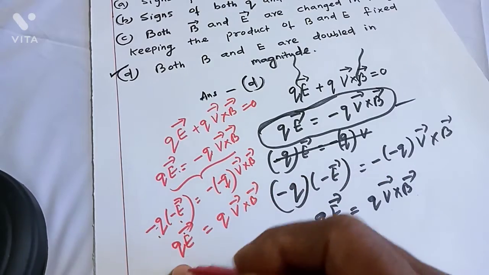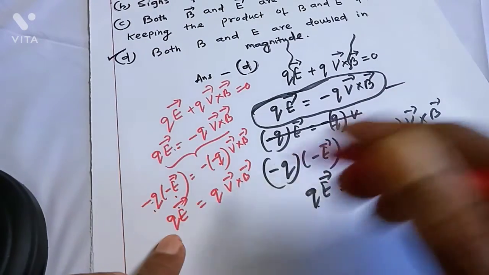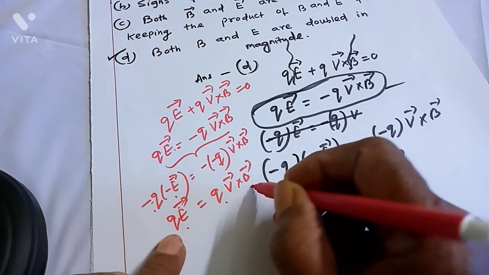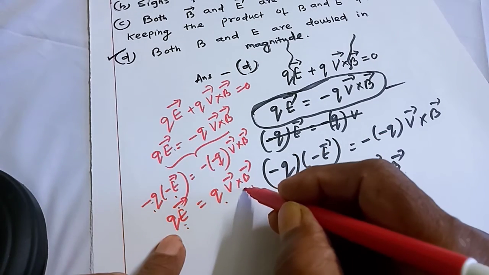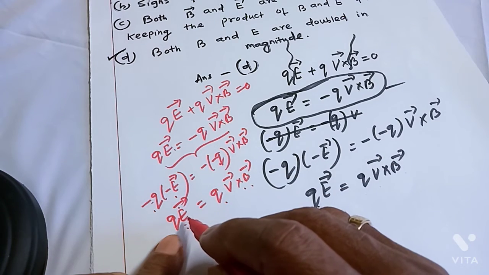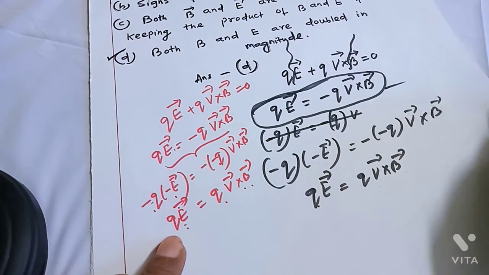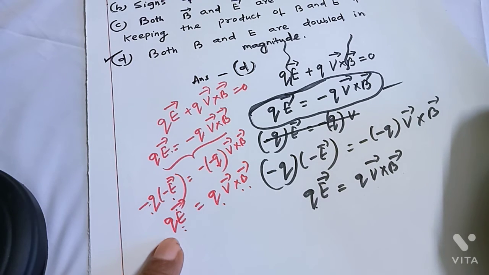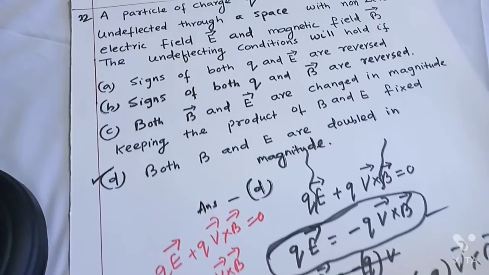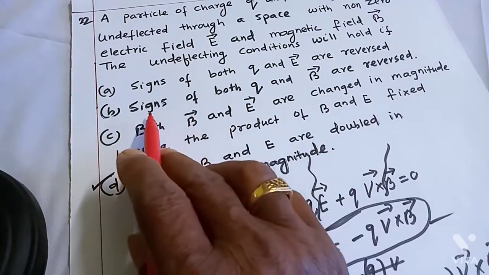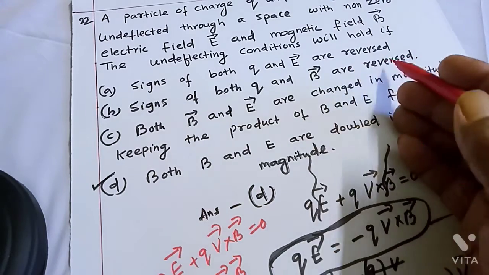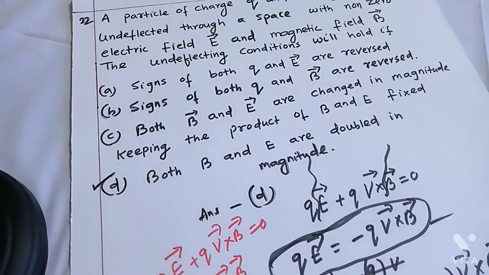This shows that the force acting on the charged particle due to the electric field and the force due to the magnetic field are in the same direction. So there is no question of passing undeflected. Rather, the charge will be deflected in one direction. Similarly, we can analyze by changing the signs of both Q and B. They will be of the same sign, so the forces will be in the same direction. Q becomes minus Q, B becomes minus B.